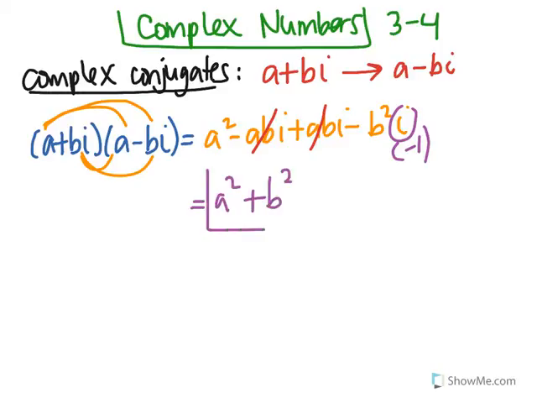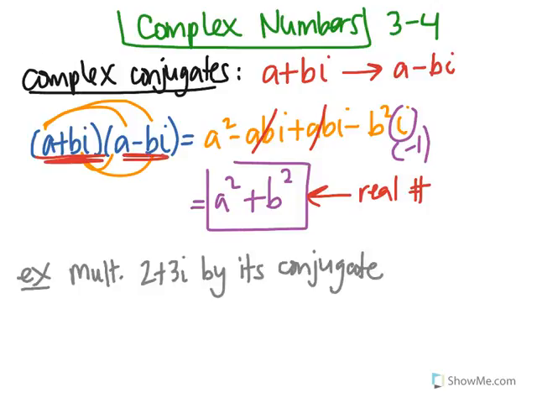So this right here, there's no imaginary number with it, so this is a real number. One of the most powerful things about a number and its conjugate is that when you multiply them, you'll always get a real number. So a numerical example would be to take 2 plus 3i and multiply it by its conjugate. All you need to do is change the sign on the imaginary part. So it would be 2 minus 3i.